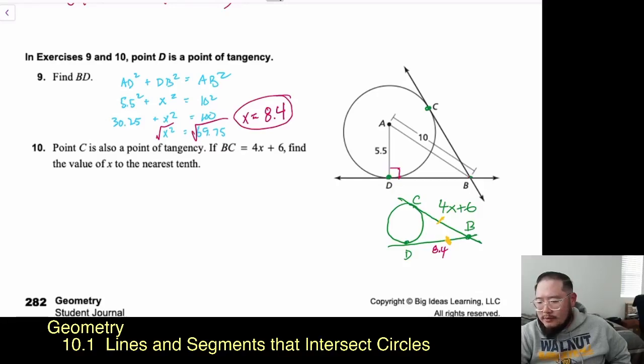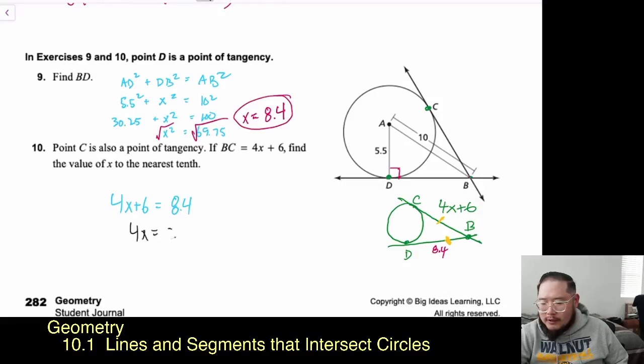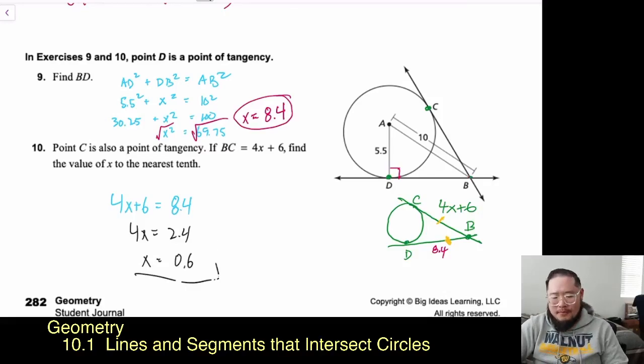Quite simply, let's take 4x plus 6, and I'll set that equal to 8.4. Just like that. Easy, right? So we'll subtract 6 from both sides, and I get 2.4. We'll divide both sides by 4, and then you get your answer of 0.6. And that is x to the nearest tenth. All right, there you go.